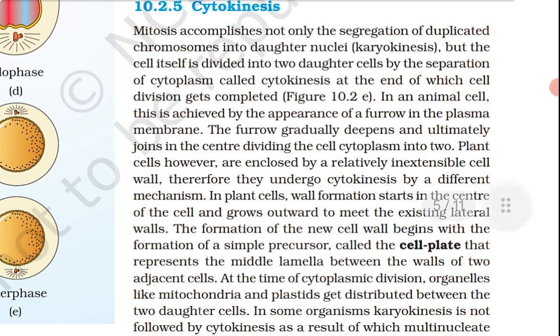Cell growth results in disturbing the ratio between the nucleus and the cytoplasm. It therefore becomes essential for the cell to divide to restore the nucleocytoplasmic ratio. A very significant contribution of mitosis is cell repair.